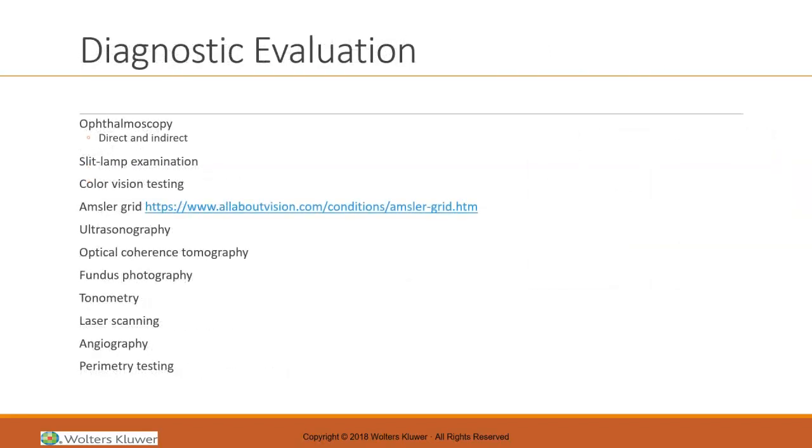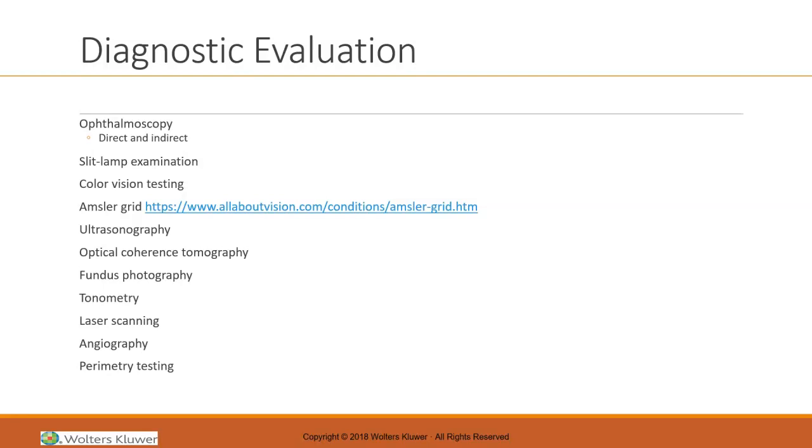So for diagnostic evaluation, there's lots and lots of diagnostics that can be done. Ophthalmoscopy, also called a fundoscopy, is a test that lets a doctor see the back of the eye, which is also referred to as the fundus. They can also see other structures in the eye as well. They use a little magnifying tool called an ophthalmoscope and a light source to see inside the eye.